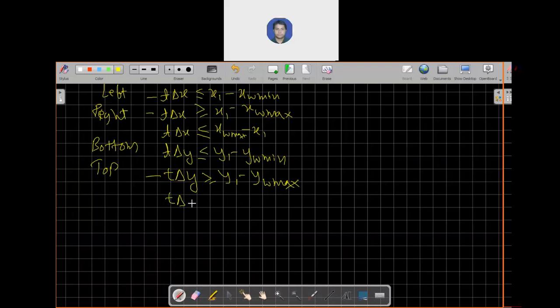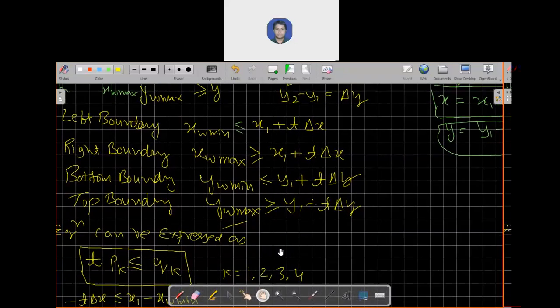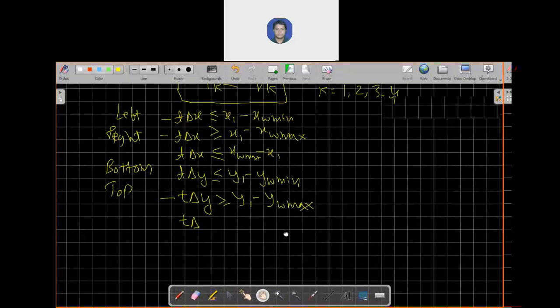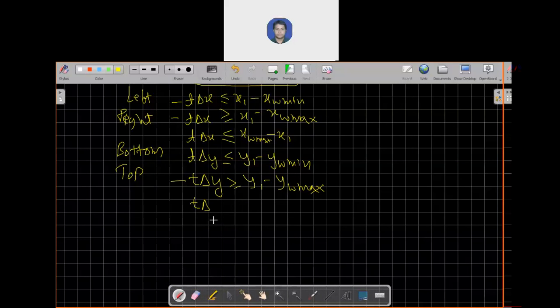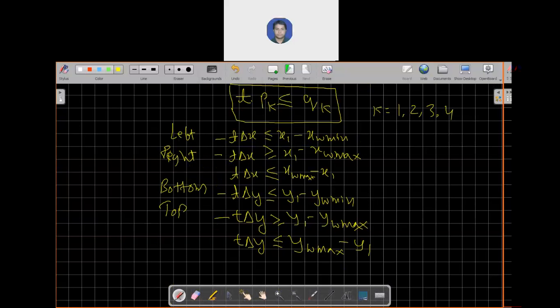So we will get t delta y less than yw max minus y1. In this there is a minus t delta y; we had not written the minus, so it is minus. Okay, so these are the four equations in this common form. These are the four equations which we wanted to get in common form.